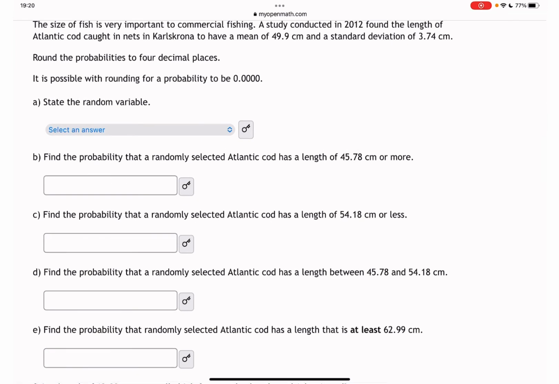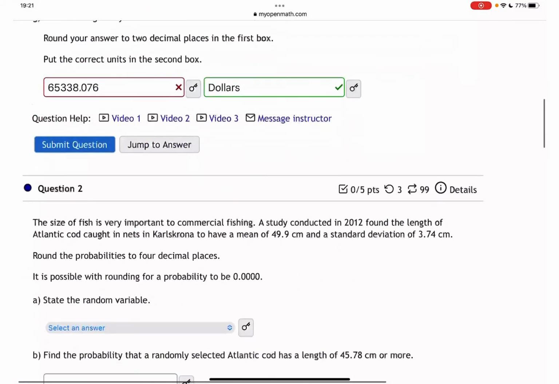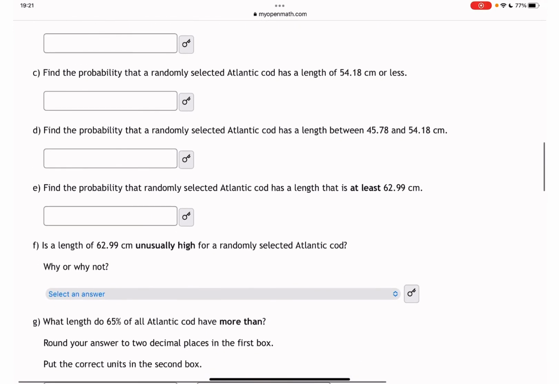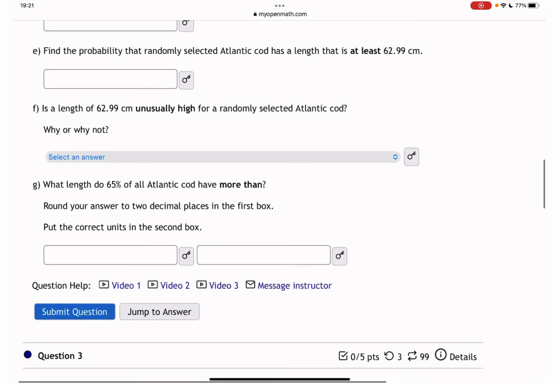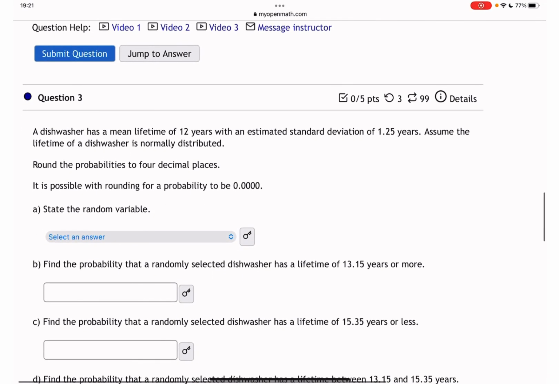Here it is asking to find the probability that a selected Atlantic coast has a length of 4578 or more. So you need to find the probability and then subtract from 1. Let me see if we have, yeah, it's the same question. And then less than, and then between, and then at least. Those are the same questions, so you can go back and repeat. Moving to question number 3.